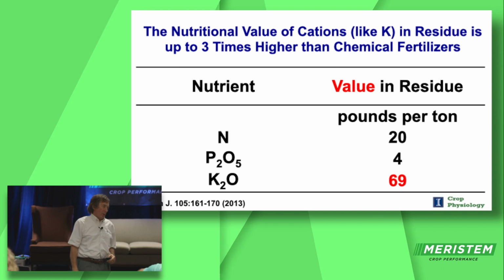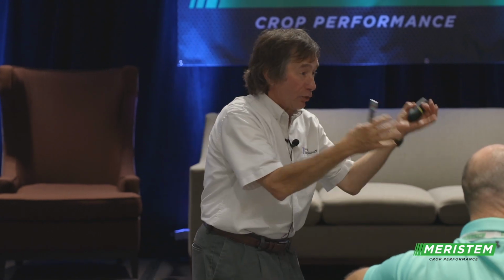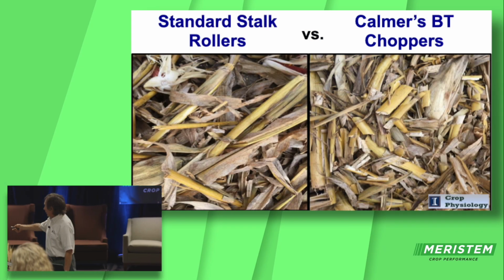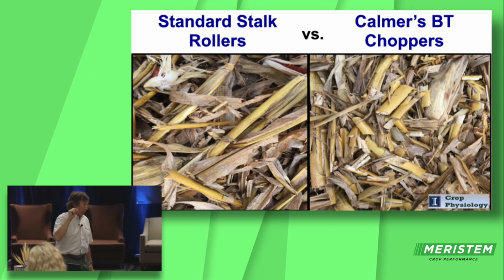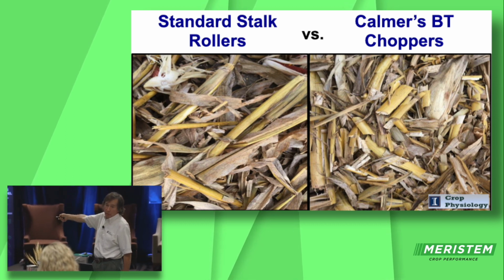I know you haven't talked about it much here, but the first thing you're going to have to do is chop it into smaller pieces. I mean, that's a no-brainer, right? We all have, well, not all of us, but you have chopping heads that go on combines now. I have 2 combine heads. I'm going to cut it up, right? I chew my food. I'm going to chop it into smaller pieces. And one of my combine heads has Calmer BT choppers on it. A standard John Deere stalk roller does not size the stover, just pulls it through. So there's the difference between a standard John Deere stalk roller and a Calmer BT chopper.